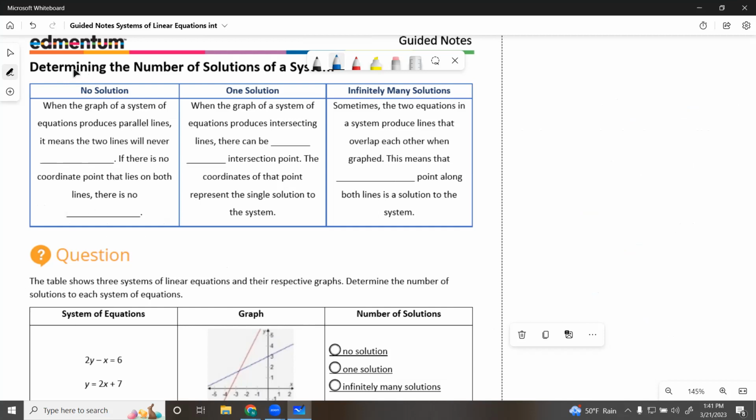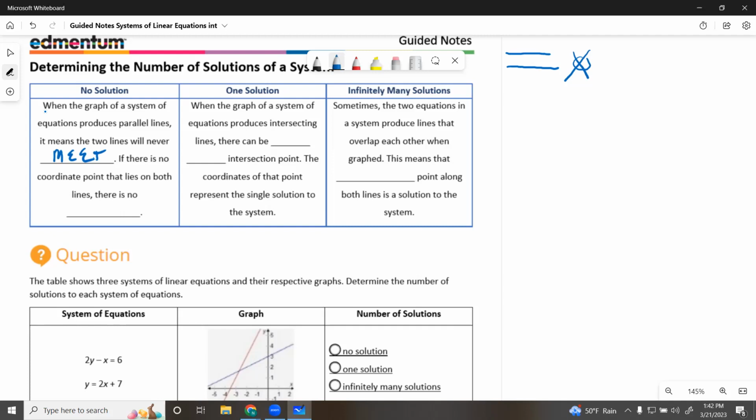Okay, the next page starts with determining the number of solutions in a system. When the graph of a system of equations produces parallel lines, to refresh your memory, parallel lines are two lines that go on forever and they never, ever cross. They just keep going along forever. They stay perfectly the same distance apart on both ends. That's parallel. That means the two lines will never meet.